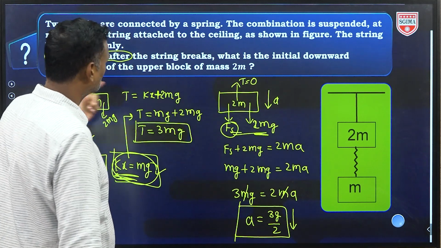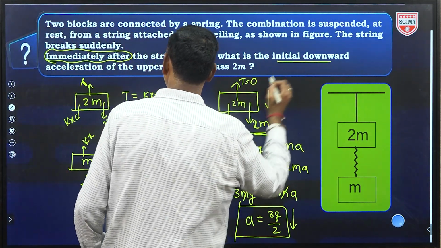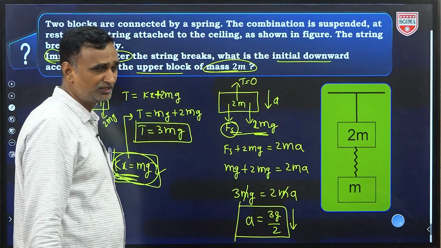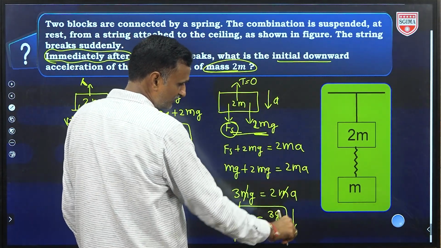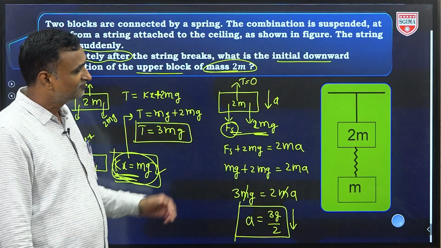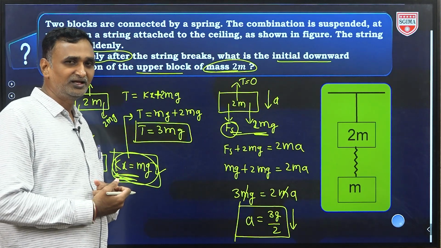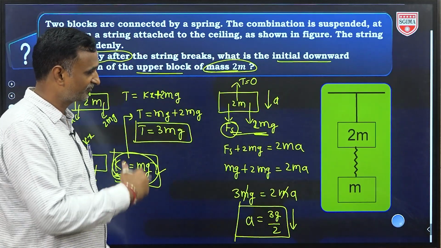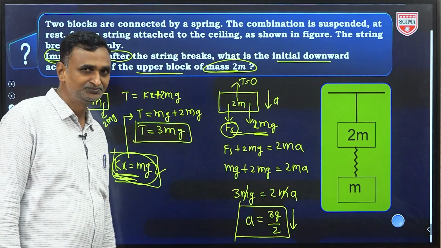Next, this is the answer for the question, because they asked the initial downward acceleration of the upper block of mass 2m. So in this case we found the 2m mass acceleration, it is moving downward. One point you need to remember in the question: whenever a string breaks suddenly, immediately after the breaking, the spring force does not alter. That will remain the same for a fraction of time. In that fraction of time we got this answer.